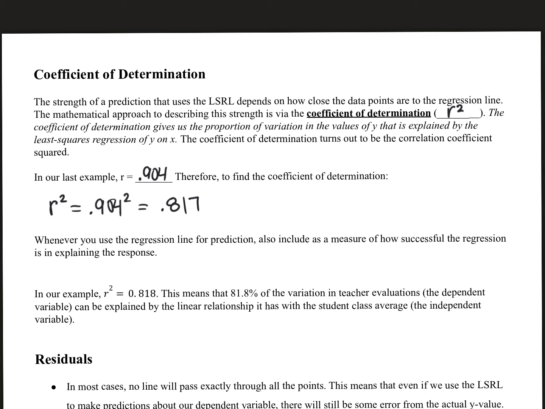Okay? So whenever we're using our regression line for prediction, we're also going to take a look at R squared to measure how successful the regression is in explaining the response. Now, if we used 0.9, which I think is what was originally used in the notes, or even farther, R squared is 0.818. It just has to do with rounding. So that would mean 81.8% of the variation in teacher evaluations, which is our dependent variable, can be explained by the linear relationship it has with the student class average, which is the independent variable. So a higher R squared is better than a lower R squared. And also, the stronger the relationship, the larger R squared is going to be.